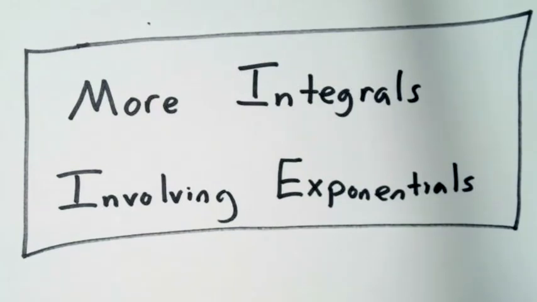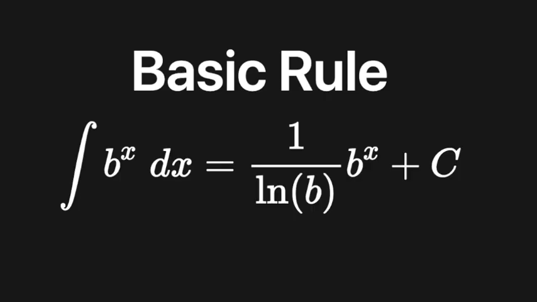In this video we look at more integrals involving exponential functions. Remember that the basic indefinite integral for b raised to the x is 1 over natural log of b times b raised to the x plus c. B has to be a number here. If we can write an expression so it fits this exponential form, we can apply this rule.